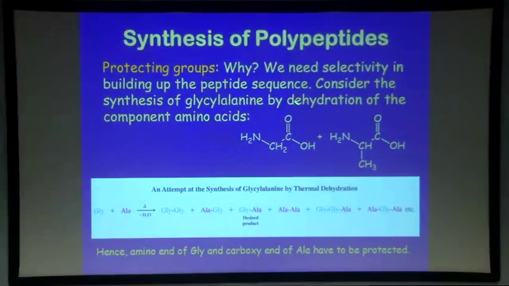And so you can generate a problem where you ask the question, what if I want to couple this selectively with this, to do it in such a way that the carboxy end of this one, that happens to be glycine, remember that's the simplest amino acid, no substituent, no stereocenter, it's achiral. Aminoacetic acid. You want to couple the carboxy end of glycine with the amino end of alanine, as this is called.